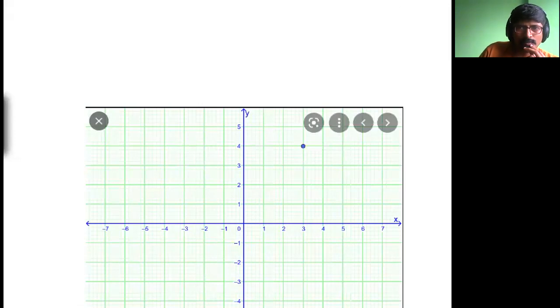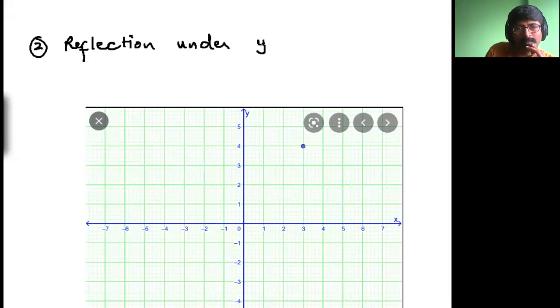Okay, students, so it's time to start with learning the next point. What is the second point? Reflection under y-axis. Keep writing your notes along with me, guys.